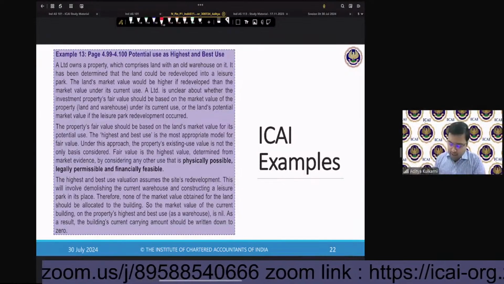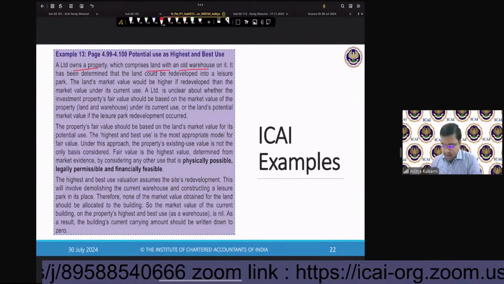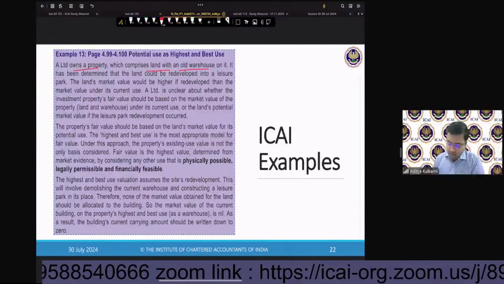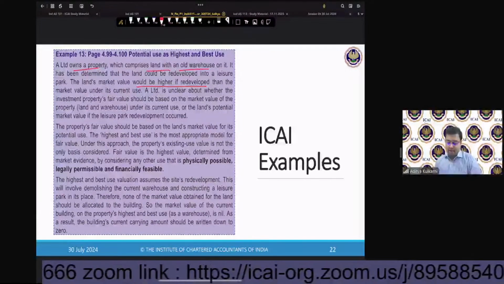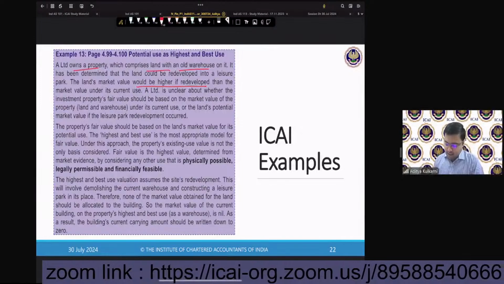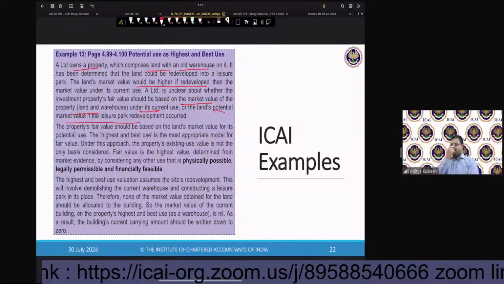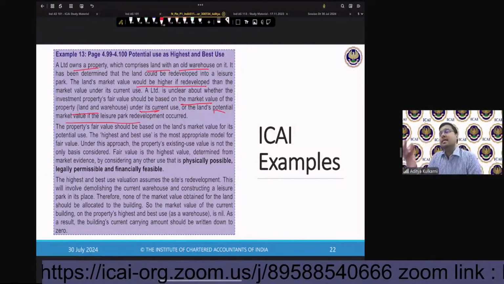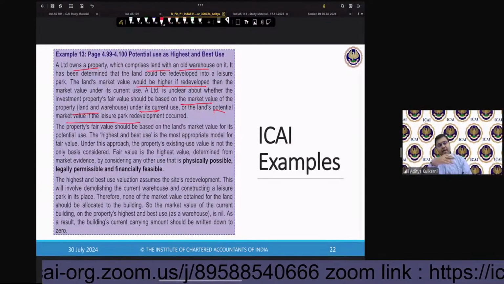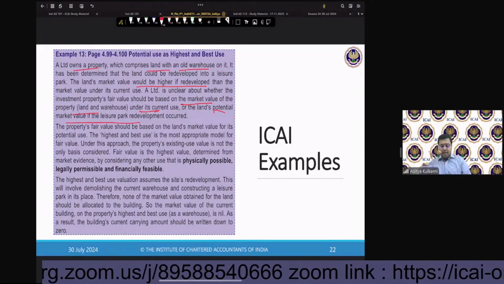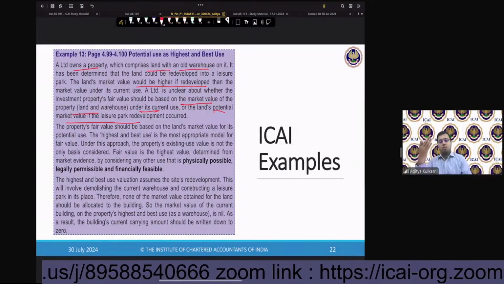Potential use. So A Limited owns a property which comprises land with an old warehouse on it. It has been determined that the land could be redeveloped into a leisure park. The land's market value would be higher if redeveloped. A Limited is unclear about the investment property's fair value, whether it should be based on the market value of the property under current use or the potential market value if the redevelopment occurred. So therefore, they are still thinking, what will the fair value be? So now you tell me, will you base it considering the current use, that is just owning a property, or will you consider it in the potential use of a leisure park? What do you think?